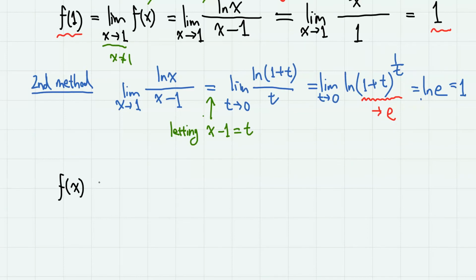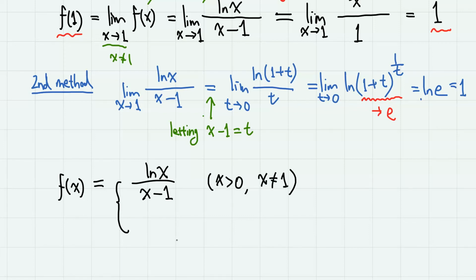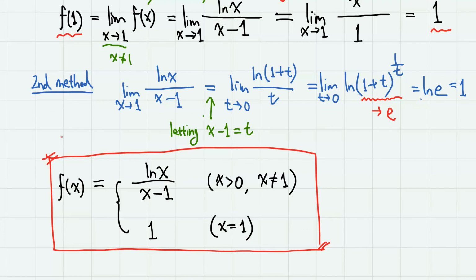So now we have our final answer that f(x) is given as ln x over (x minus 1) for positive x that is not equal to 1, and f(x) has the value 1 at x equals 1. So this is our answer.